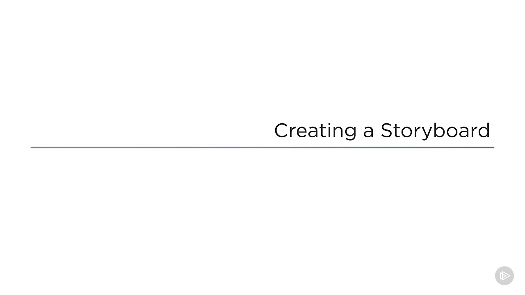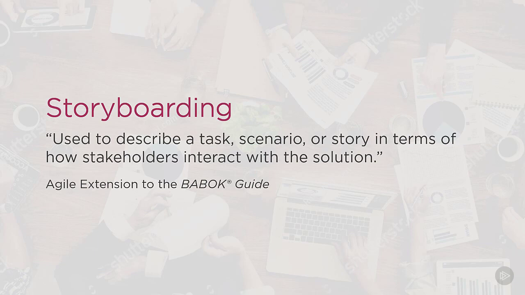The primary purpose of the storyboarding is to understand how the users will use the solution. The approach is also known under the following names: dialogue map, dialogue hierarchy, customer journey, or navigation flow. Storyboarding is used to describe a task, scenario, or story in terms of how stakeholders interact with the solution.